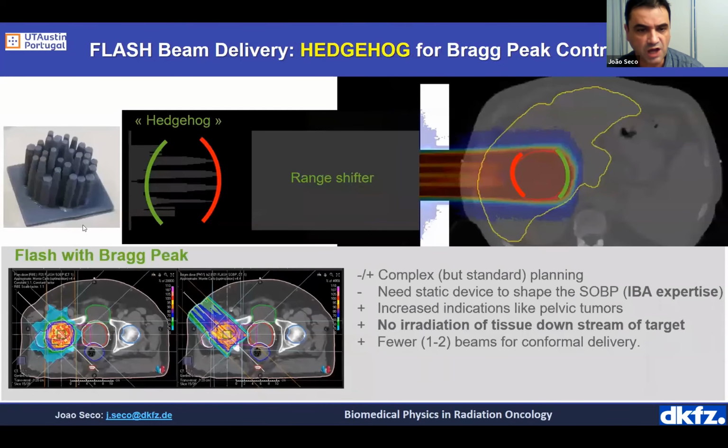So how do you do an SOBP in one shot? You have to broaden your pencil beam, and this can be done with a hedgehog. With the hedgehog, you will have the ability to modulate both the distal part and the proximal part of your tumor. It is a little tricky to manufacture these hedgehogs, but you see more or less the shape of the hedgehog. The red one deals with the proximal part, the green one deals with the distal part, and like this you deliver approximately an SOBP. You do have a few hot areas on the edges here, but it should work relatively well for flash.